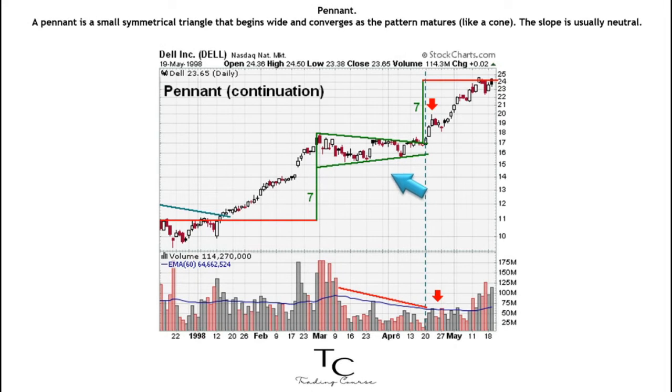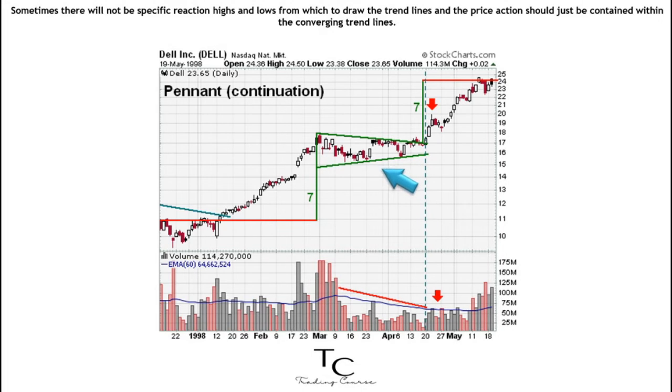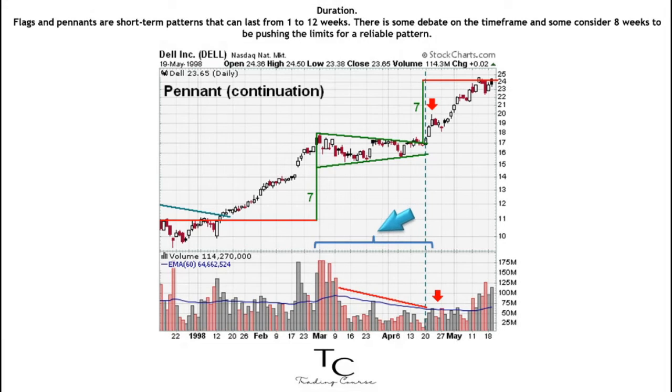Pennant. A pennant is a small symmetrical triangle that begins wide and converges as the pattern matures, like a cone. The slope is usually neutral. Sometimes there will not be specific reaction highs and lows from which to draw the trend lines, and the price action should just be contained within the converging trend lines.